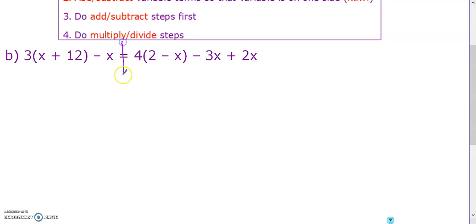Line down your equal sign. And let's go ahead and look at the left side. I see parentheses. They have to get cleared before I do any combination. So I'm going to go ahead and distribute.